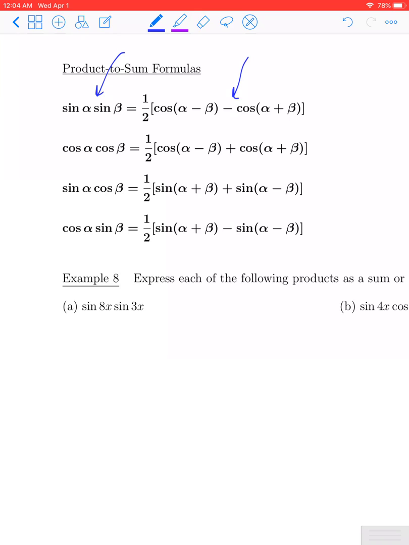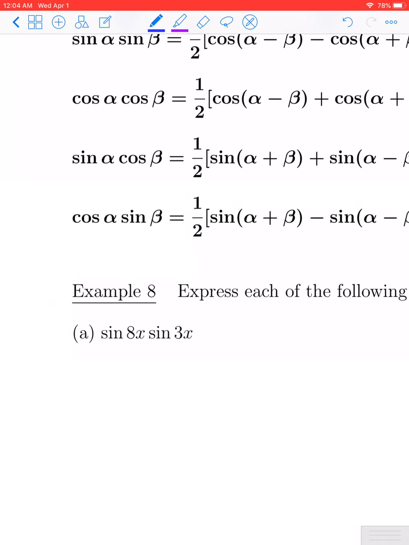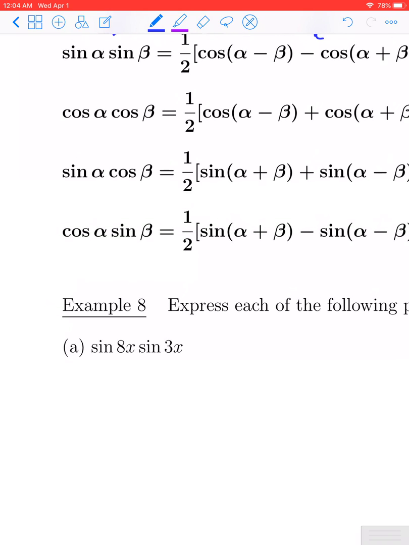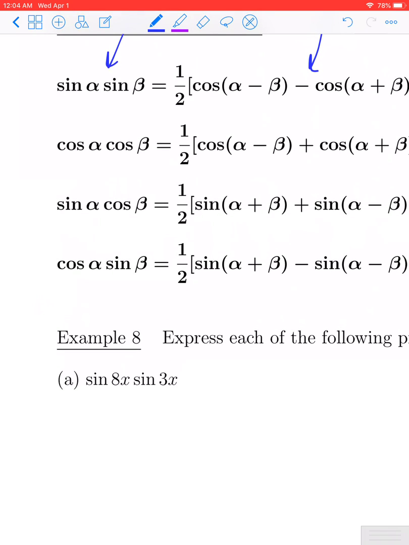Let's take a look at example 8. They ask us to express each of the following functions as either a product or a sum. As a product, as a sum or difference. Here we have the sine of 8x times the sine of 3x. This is the product of the sine of 2 functions. So we're going to use that first identity that we just mentioned.